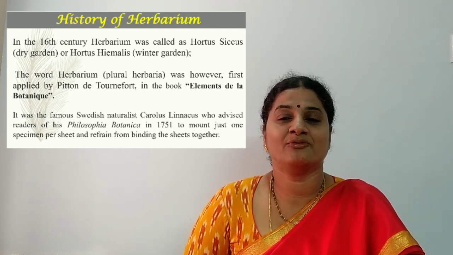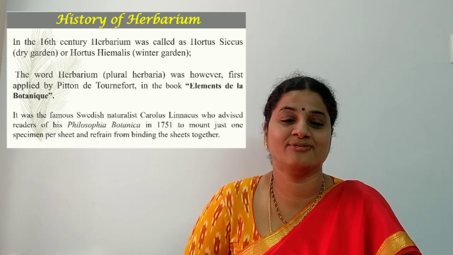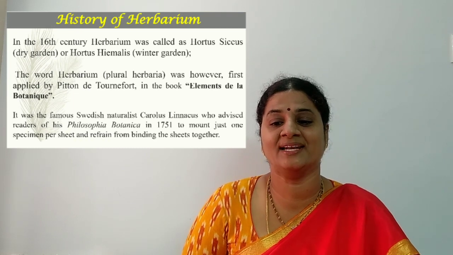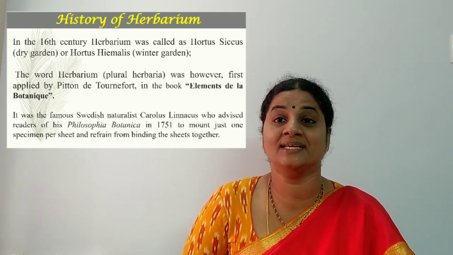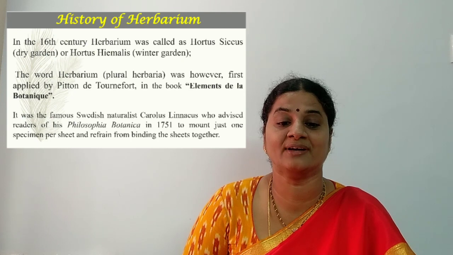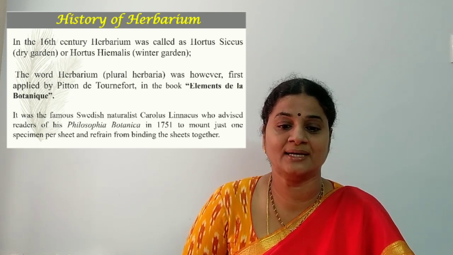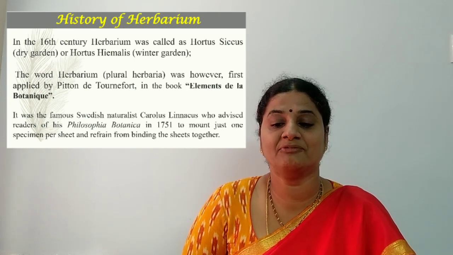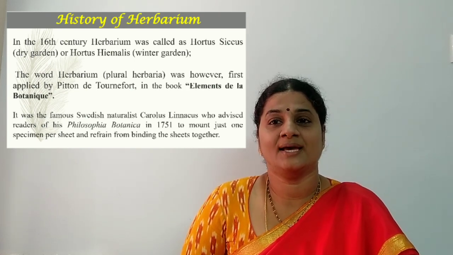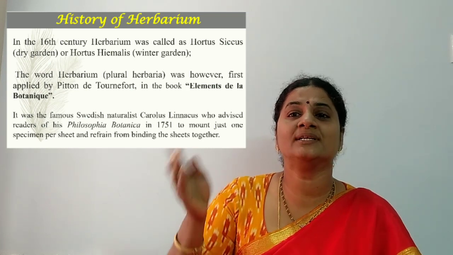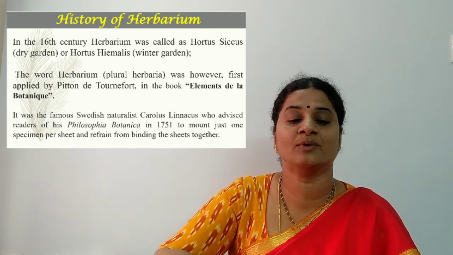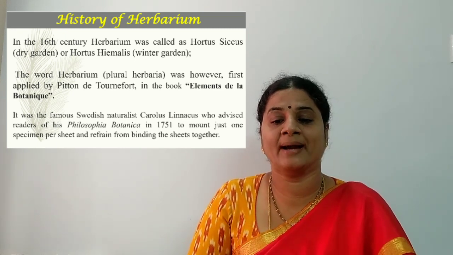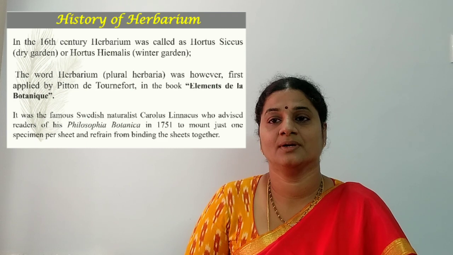And one of our famous taxonomists, the father of plant taxonomy, the Swedish naturalist Carolus Linnaeus, advised in his book Philosophia Botanica in 1751 that we should mount these dried plants onto one specimen per sheet and refrain from binding the sheets together.